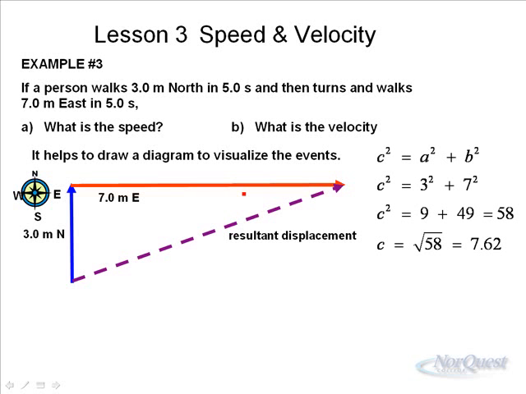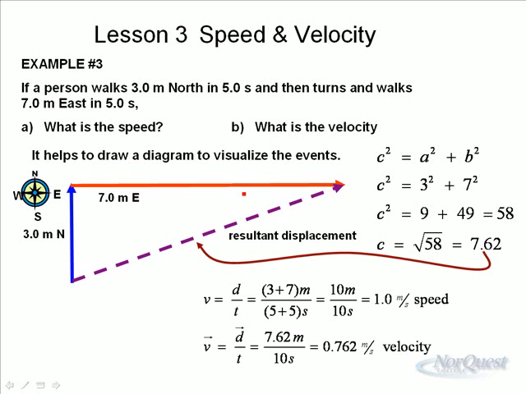And using some simple Pythagoras, c squared is equal to a squared plus b squared. We get 3 squared plus 7 squared. 9 plus 49 is 58. So c squared is 58. C is the square root of 58, or approximately 7.62 meters. All right, that's the displacement of the person, but of course, displacement is a vector. Vectors must have direction. So we need to find out what the angle is.